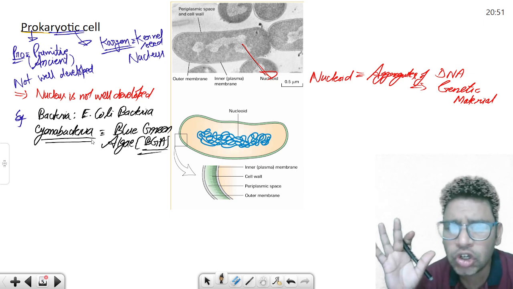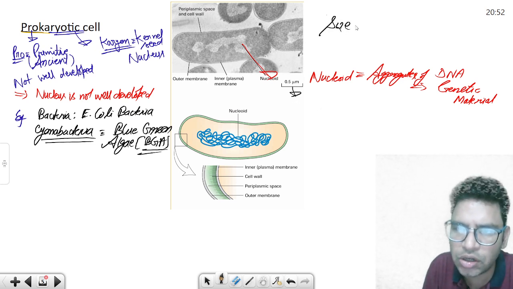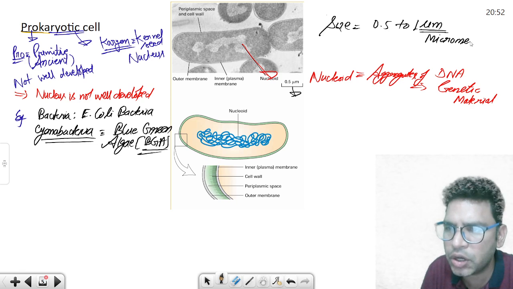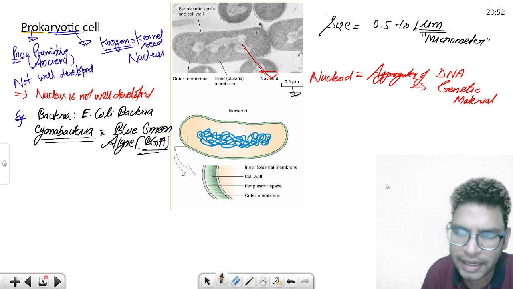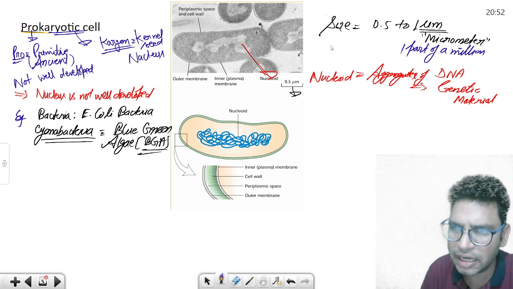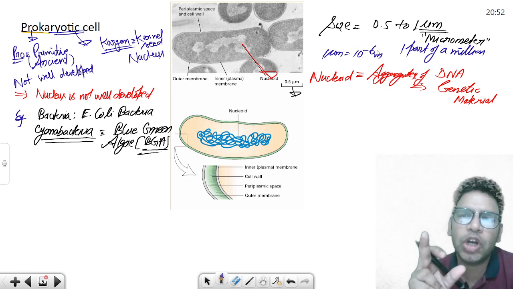So if you were to talk about prokaryotes further, prokaryotes have a typical size of 0.5 micrometer. So their size, don't forget it, is around 0.5 to 1 micrometer. You can ask me what is 1 micrometer. This is typically read as micrometer, and this is the symbol of micrometer. It simply means 1 part of a million. 1 micrometer is 10 raised to power minus 6 meter. So if you have 1 meter length and you break it into 1 million parts, one part will be called 1 micrometer.